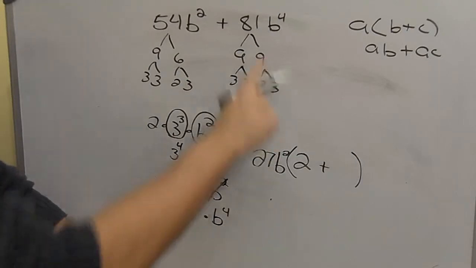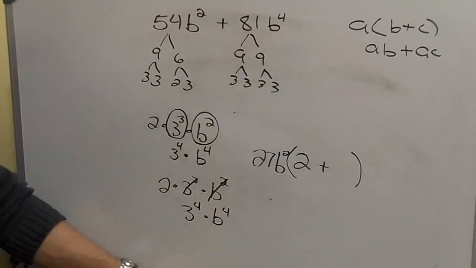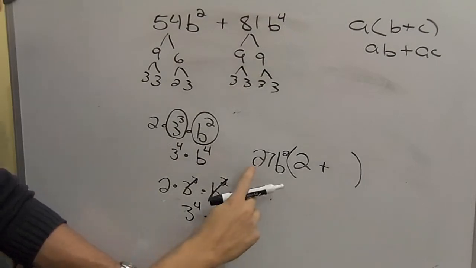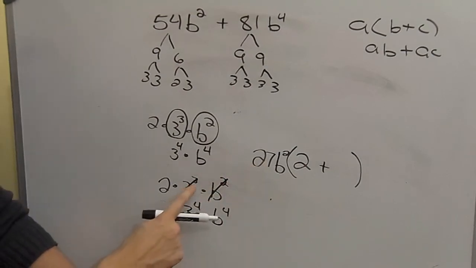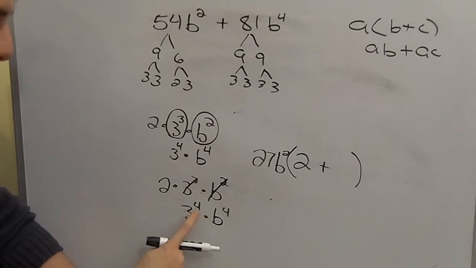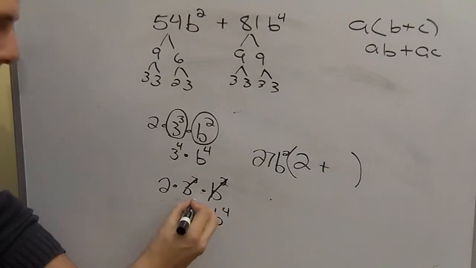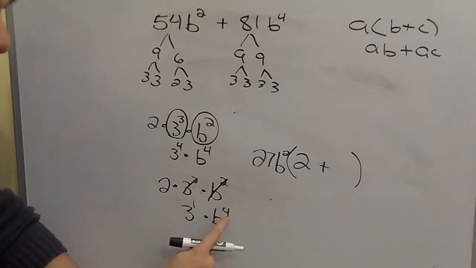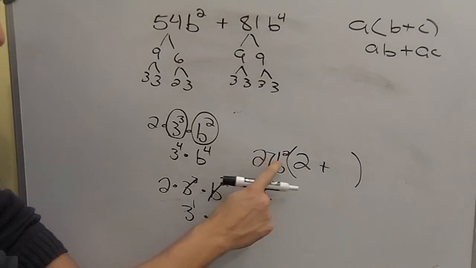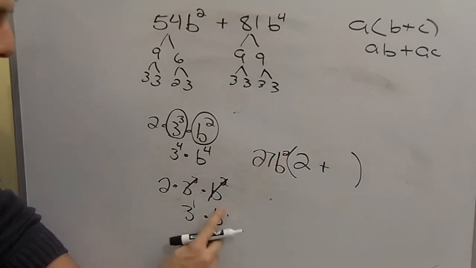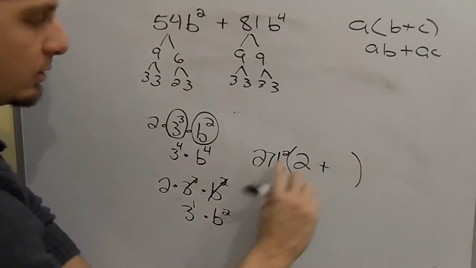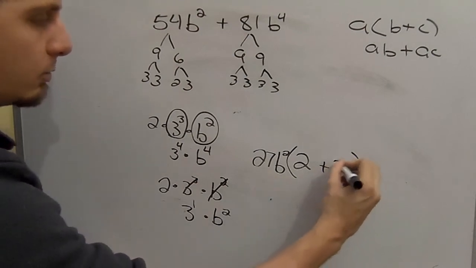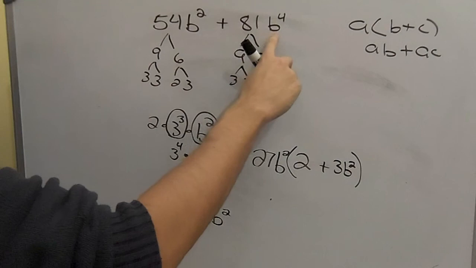Now I need to go up to 81b to the fourth power prime factorization down here and remove the 27b squared as well. So 27 is the same thing as 3 times 3 times 3. So 3 threes. This has 4 threes. So I'm going to remove 3 of the 4 threes. So instead of having 4 threes, I'm now going to have 1 three here. Instead of having 4 b's, I'm removing 2 of them because 27b squared has 2 b's. So I'm going to remove 2 of the b's. And what's left is 3b squared. So I know that 27b squared times 3b squared will get me 81b to the fourth.